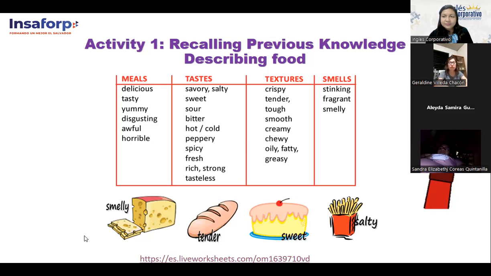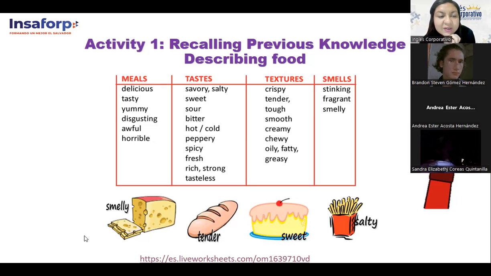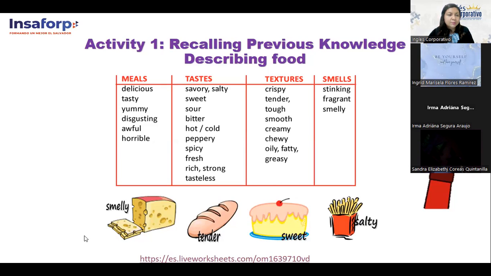Andrea Esteracosta? Here, miss. Brandon Steven Gomez? Present, teacher. Okay, thank you, Brandon. Caleb Ariel Rivera? Caleb Ariel? Efraín Emilio Acevedo. Okay, Emilio. Hebel Virginia Tobar de Castillo. Presentes. Ingrid Marisela Flores. Here, teacher. Okay. Irma Adriana Segura Araujo. Okay. Jacqueline Vanessa García. Present.